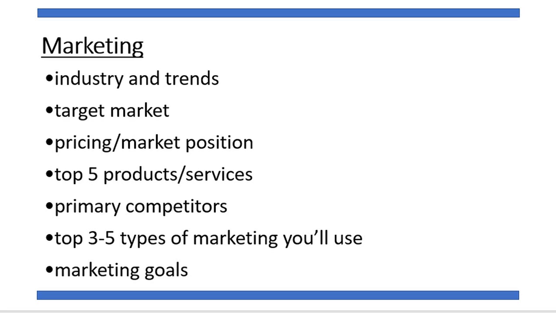And then you'll also want to describe your top 5 products or services, and then further go into the top 3 to 5 types of marketing you're going to use to make sure that people in your target market know about your business. You could also include some very specific marketing goals in that business plan, both about how much marketing you'll do and how many new clients or customers you expect to get from that marketing.